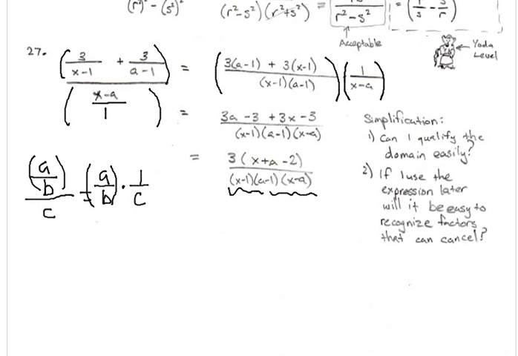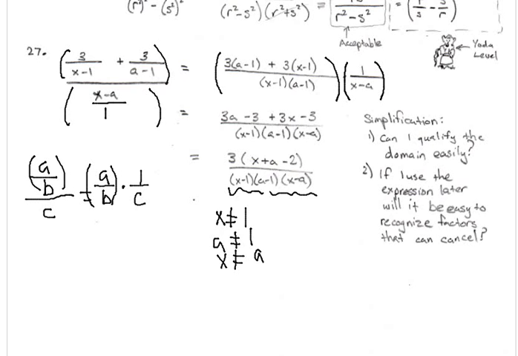As we stated briefly in number 26, my rules are, can I qualify the domain easily? So here I can see very clearly that x cannot be equal to 1, otherwise I get division by 0. I can see that a cannot be equal to 1 as well for the same reason, and for the same reason again that x cannot be equal to a. And I see that automatically just by looking. I see my three quantities, and if any one of these three quantities is 0, then I'm dividing by 0.